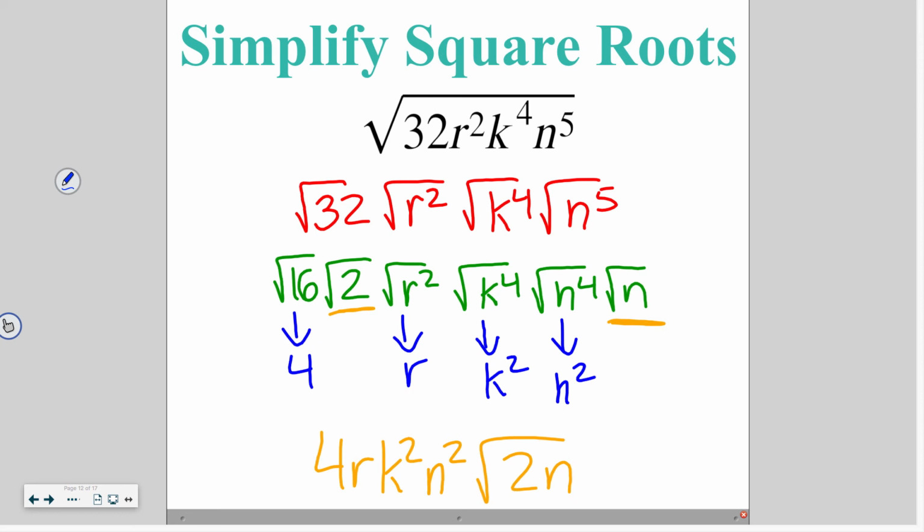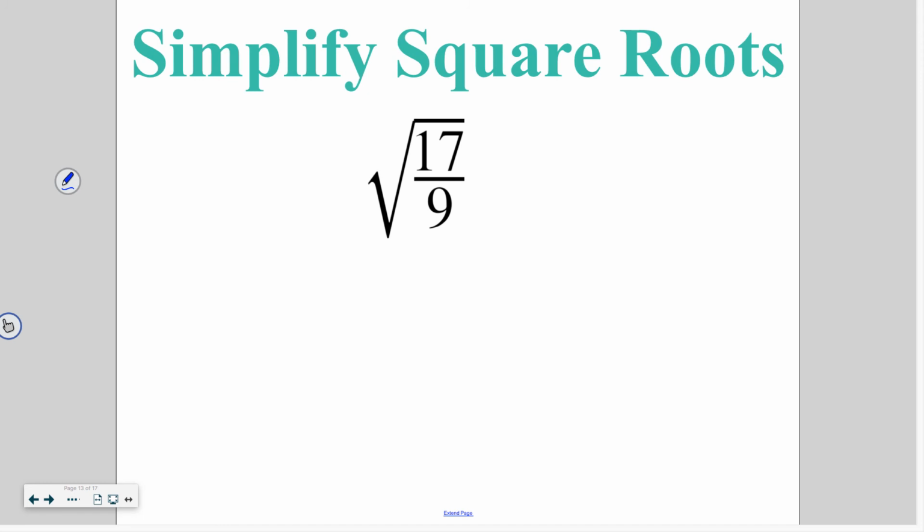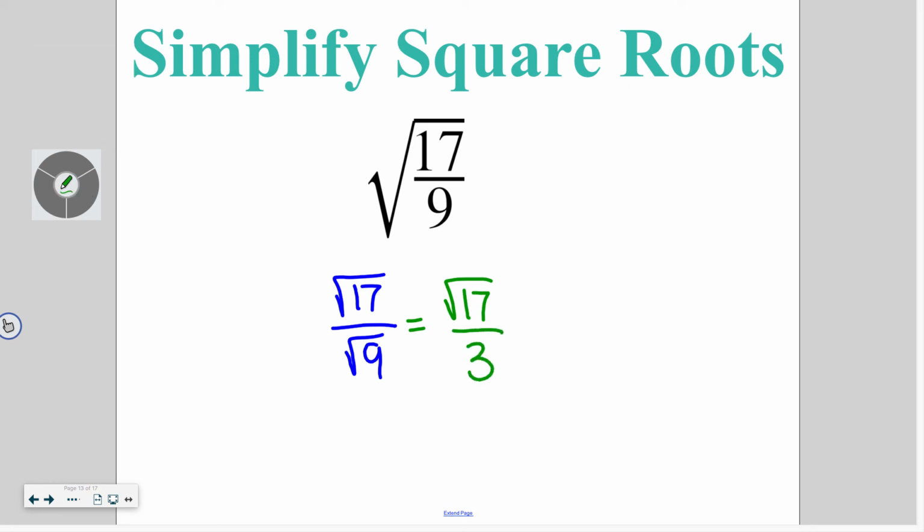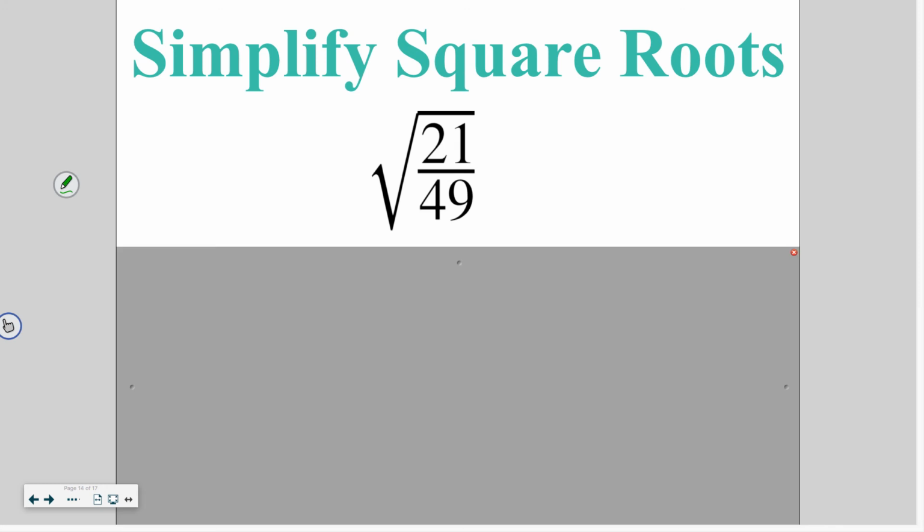Then when we deal with fractions, you're going to want to split it up. Square root of 17 over square root of 9. Checking to see if we can solve either of those pieces, we can take the square root of 9 and get an answer of 3. So square root of 17 over 3. 17 can't be divided by any perfect squares, so this is our answer. It is okay to have a square root in the numerator. Try this one on your own, pausing and resuming when you are ready to go.